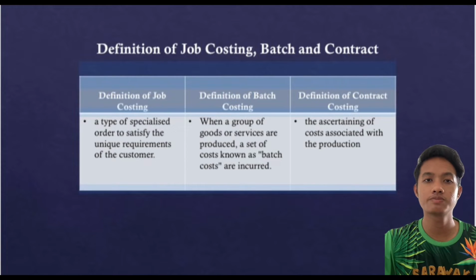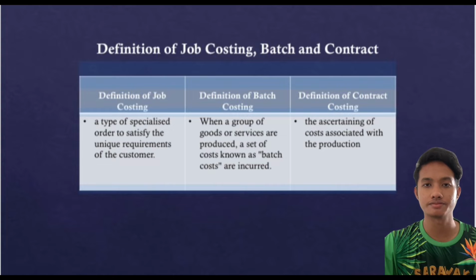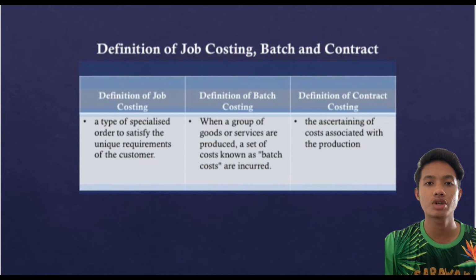Okay, so now I will explain the definitions of job costing, batch costing, and contract costing. Firstly is job costing. Job costing is described as a type of specialized order to satisfy the unique requirements of the customer, which is typically completed quickly. The work is often done in a factory, supplier's location, or workshop as a continually recognizable unit.